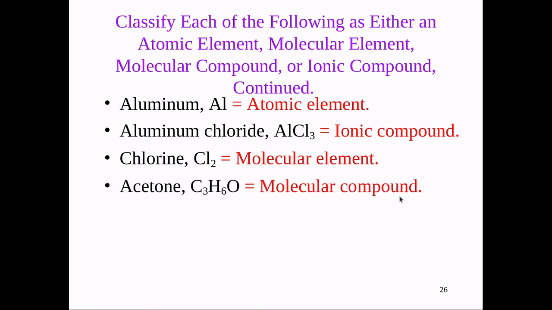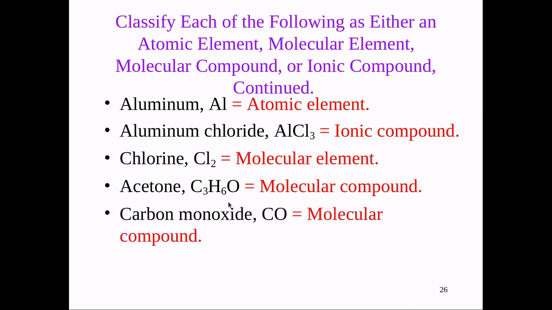Acetone is going to be a molecular compound. There are no metals in here, but there are different types of elements that are bound together. And carbon monoxide is also going to be a molecular compound because, again, we have no metals and we have 2 nonmetals bound together. And finally, we have cobalt, which is going to be an atomic element because, again, we only have one type of element and it's not binding to itself.